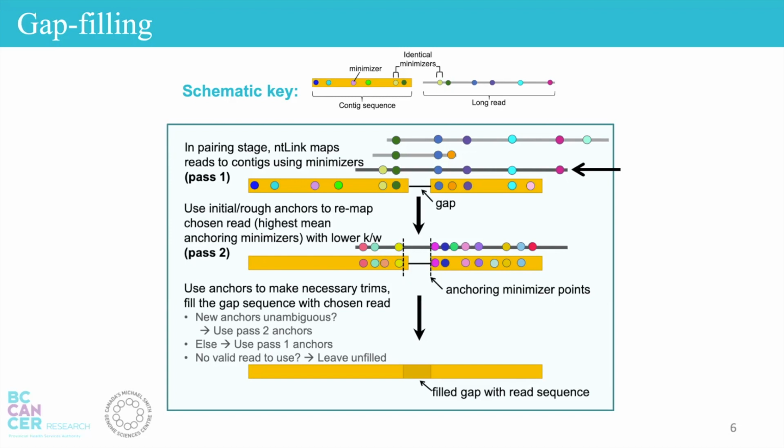So we choose a representative read to fill in the gap. We remap it to the contigs using a lower k and w, just giving us a bit of a higher resolution and helping us to find anchoring minimizers, or minimizers in common between the read and the sequence, that are closer to the gap region. Once we find those points, we trim the contigs up to those minimizer points and then use those to find what region of the read should be filled in the gap sequence. And that gives us our final scaffold with a filled gap sequence. Do note that the gap is filled with the raw read sequence, and so we would recommend downstream polishing.